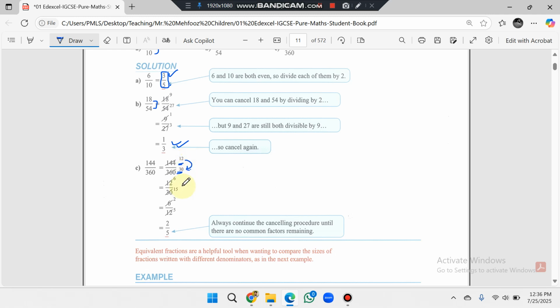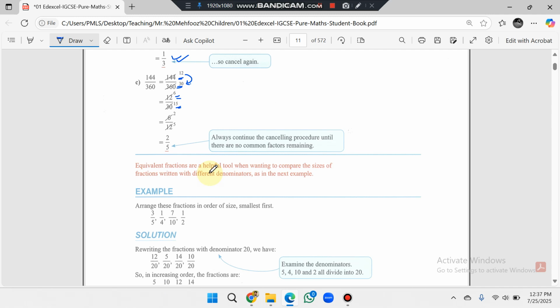When we again simplify this fraction, divide it by 2, so it becomes 6 over 15, right? So 6 over 15 can also be simplified by dividing the numerator and denominator by 3, so it becomes 2 over 5. So this is your simplest form. The simplest form cannot be divided by any number, right?